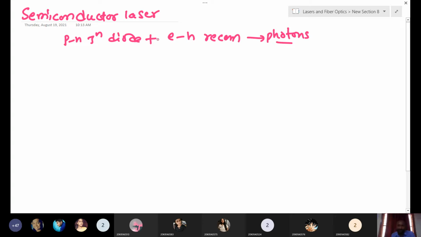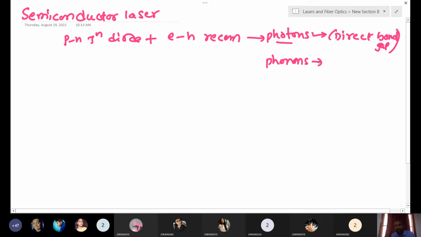Here also, if photon emitting means, you always remember, here we are using direct band gap semiconductors. Okay, suppose if you want to emit phonons, then use the indirect band gap semiconductor. These two things are very important.